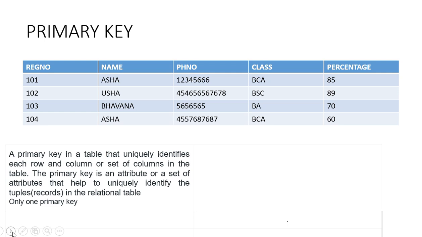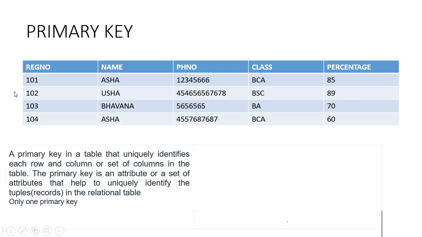Now which field can we give as a primary key? If I give name as a primary key, then it is understood that name should not get repeated, but name can be repeated, right? So I cannot declare this as a primary key. Now for phone number, some people will have a phone number and some people will not. So this also I cannot give as a primary key. Then classes will get repeated, percentage also gets repeated.